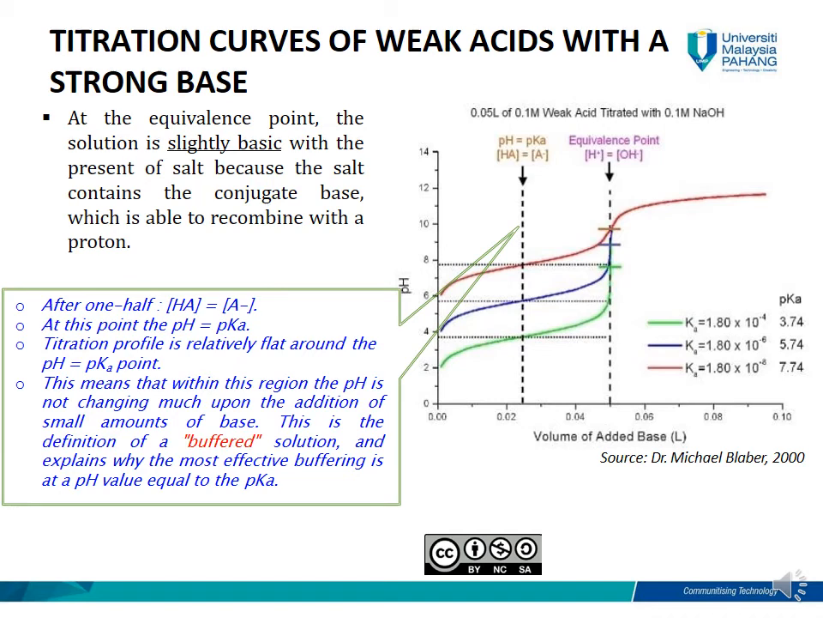Basically, you can see that there is a certain area we call the buffer region. So this is the buffer region.